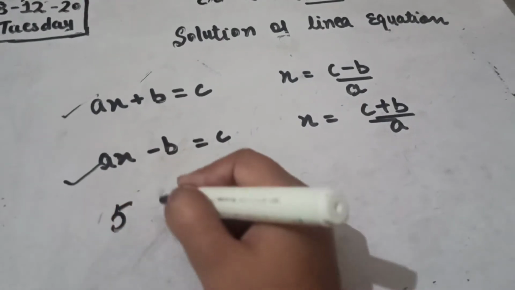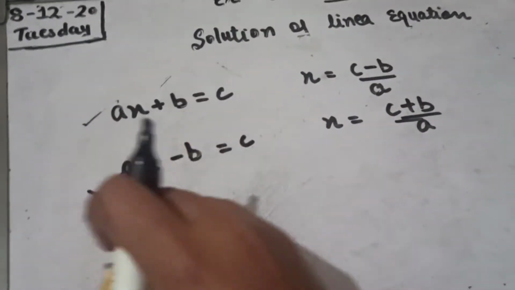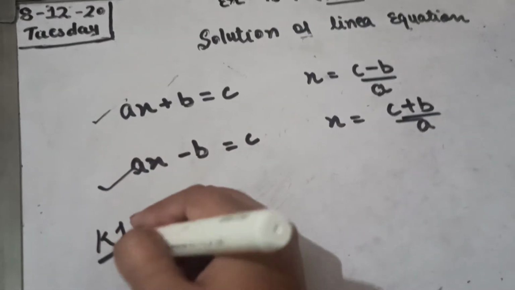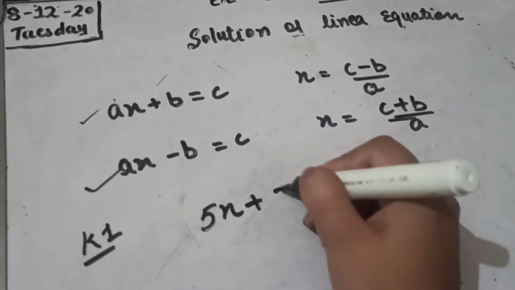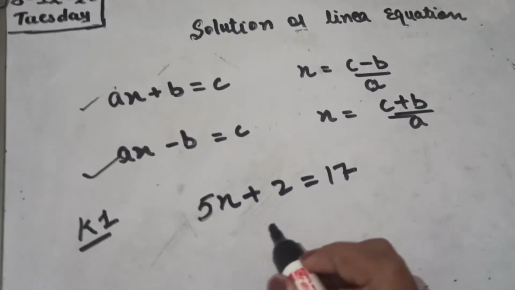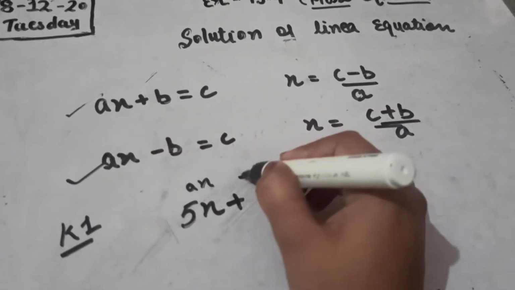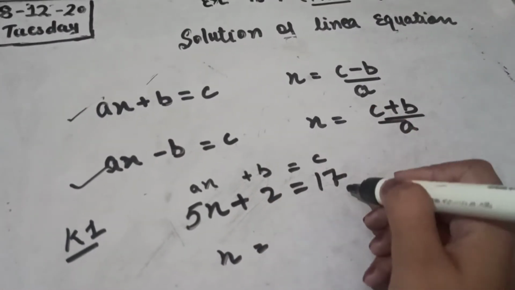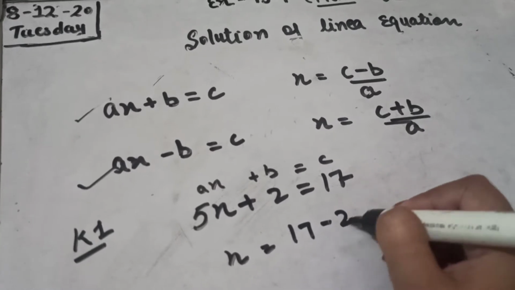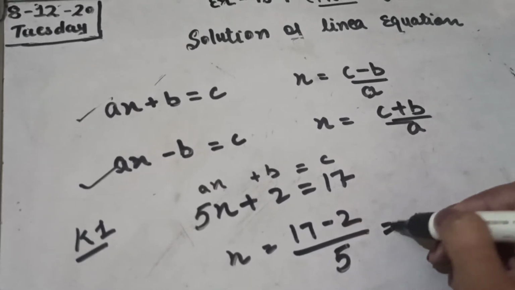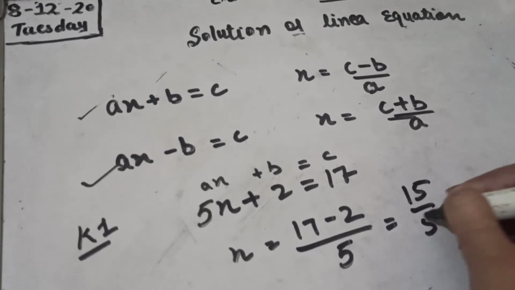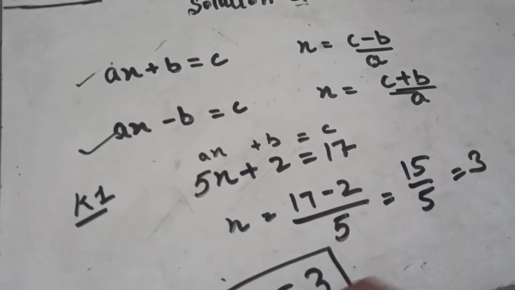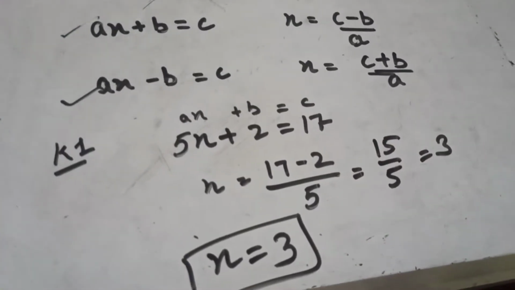Like the first question of K1. Solve the following equations using the trial and error method. Like 5x plus 2 equals 17. So with the pencil you can write ax plus b equals c. So x, as it is, formula: c is 17, minus b which is 2, and a which is 5. 17 minus 2 is 15, divided by 5 goes 3. And the value of x equals 3. Clear this part? It is very easy.